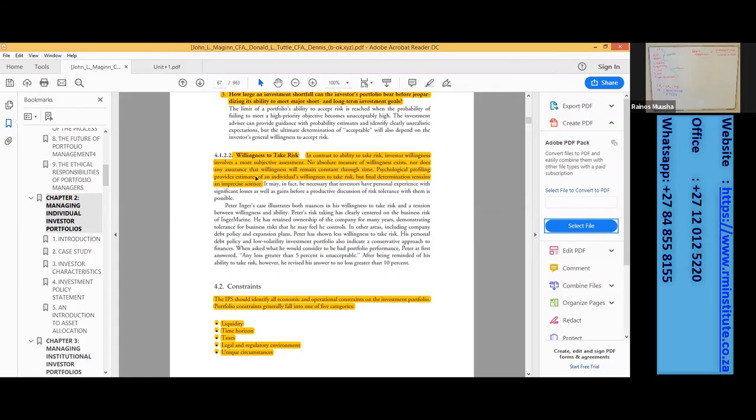So these are the issues that we need to address, for us to come up with a conclusion to say, overall, how is the overall risk assessment of a particular investment client as well.